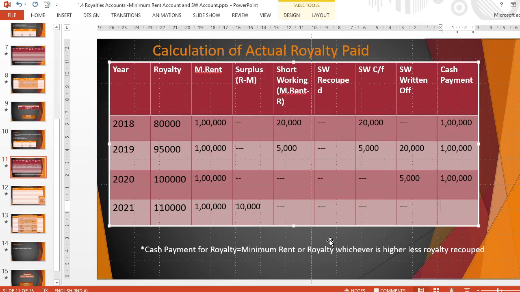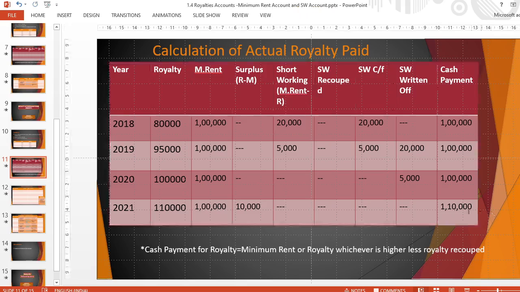So consider the final balance of payment. Royalty or minimum rent, whichever is higher. The higher amount is 1,10,000 minus recoupment. Here recoupment is 0, so 1,10,000 minus 0 is 1,10,000. So this is how we have to prepare the royalty table.